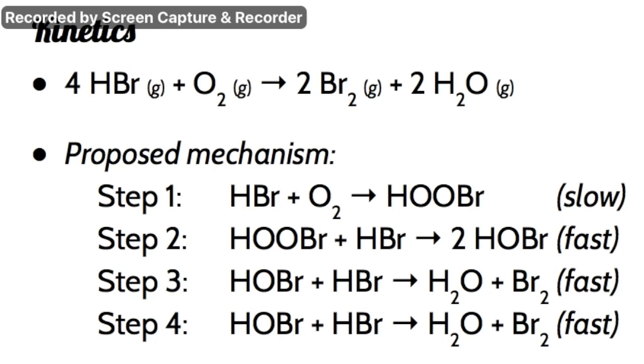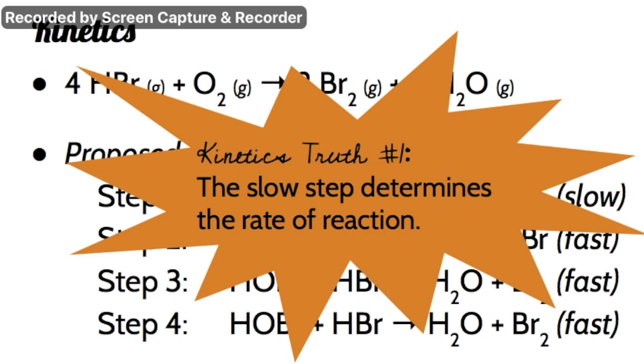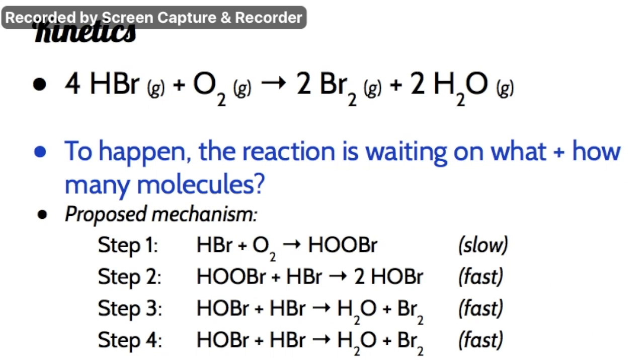That brings us to the first I call kinetics truth. That the slow step determines the rate or the speed of the reaction. Once we know the slow step, or better said, once the slow step happens, then everything else happens almost instantaneously. So the slow step is what the reaction is waiting on.